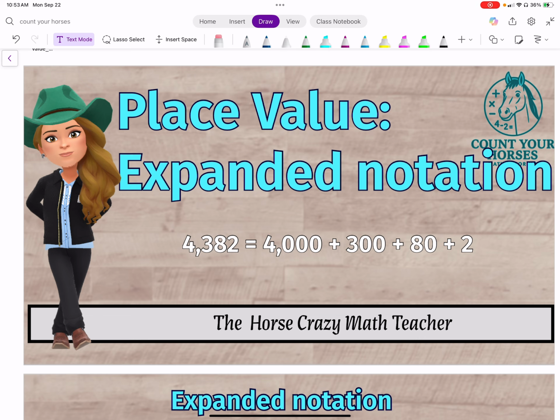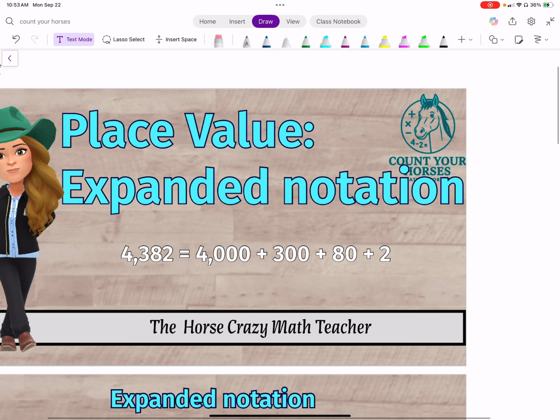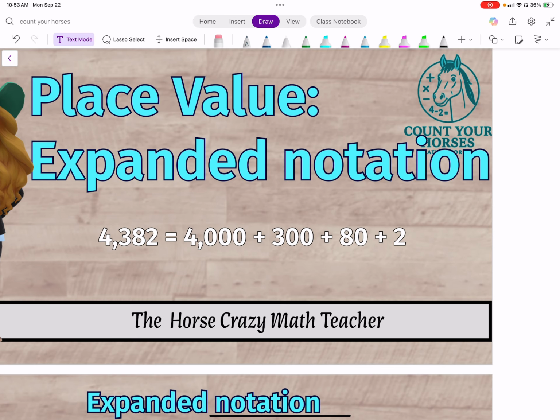Let's talk about place value and expanded notation. Place value is just giving a value to where the number is in the numbers. We've talked about that. For example, here we have 4,382. This is in the thousands place, the hundreds place, the tens place, and the ones place.